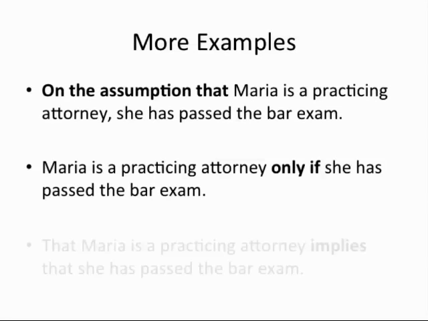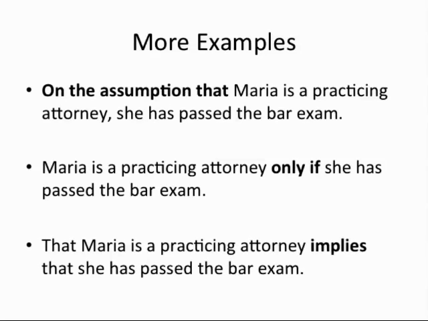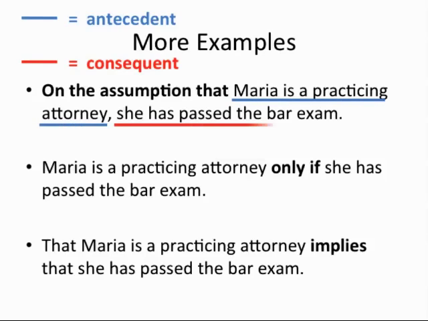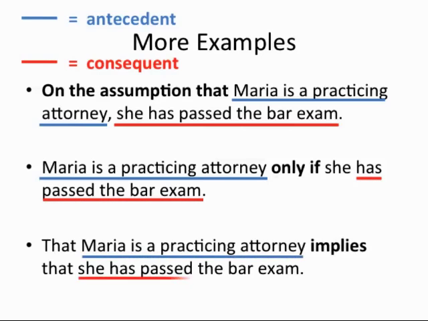Again, we have three conditionals, each of which has an antecedent and a consequent. And here are the results. Again, we'll let the blue line underscore the antecedent and the red line underscore the consequent. In the first conditional, the antecedent follows the expression on the assumption that. In the second, only if precedes the consequent. And in the third, implies precedes the consequent.